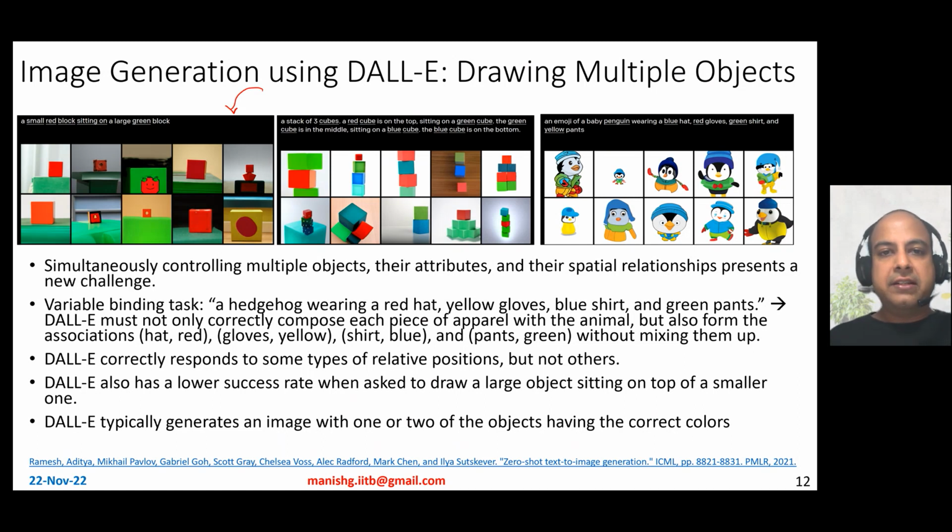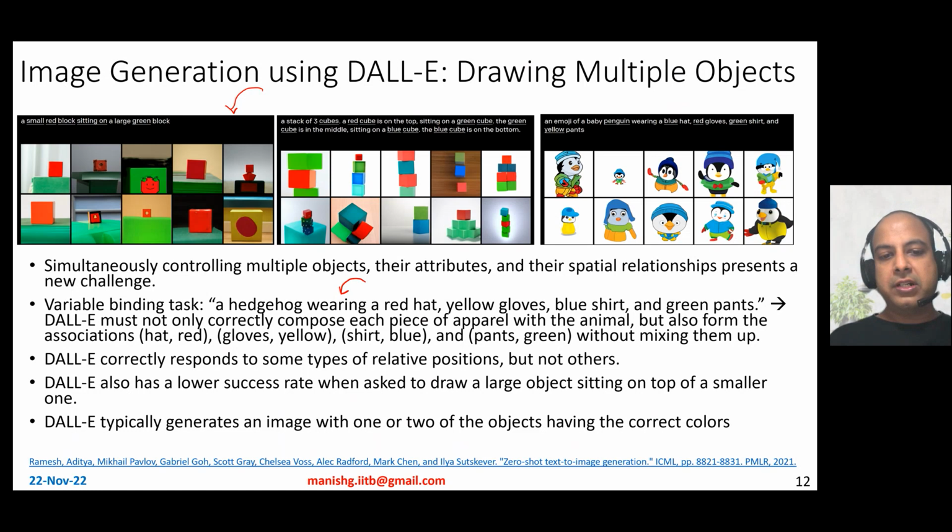In fact, this is a very interesting problem popularly called the variable binding task. The idea is that you are simultaneously controlling multiple objects, their attributes, and their spatial relationships all together in this task. So, for example, if the task is a hedgehog wearing a red hat, yellow gloves, blue shirt, and green pants, the task is actually pretty complicated because DALL-E is not just required to come up with the hedgehog, but it is also supposed to follow all of those associations, like the hat should be red, the gloves should be yellow, the shirt should be blue, and the pants should be green, and make sure that they appear at the right place on the hedgehog, right?